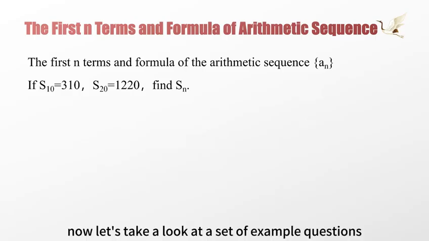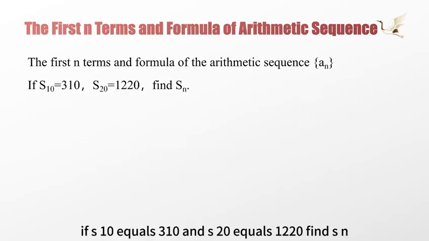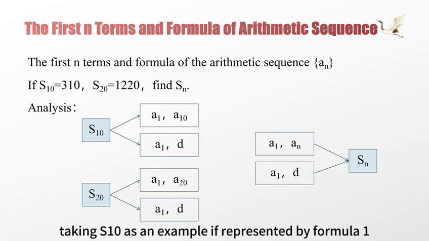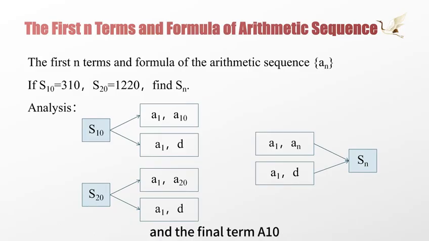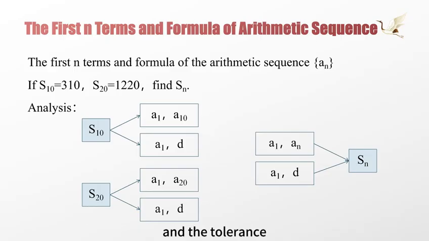Now let's take a look at an example question. The known sequence an is an arithmetic sequence. If S10 equals 310 and S20 equals 1220, find Sn. This question involves three sums, and how should we express them? Taking S10 as an example, if represented by Formula 1, it will be transformed into a relationship between a1 and the last term a10. If represented by Formula 2, it will be transformed into a relationship between the first term a1 and the common difference d. S20 is similar to Sn.